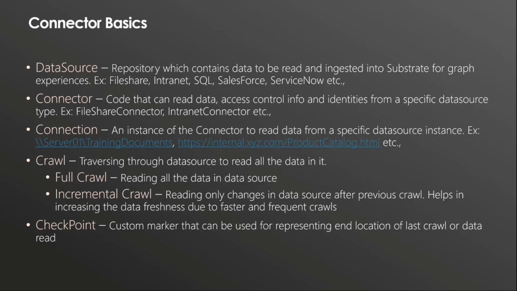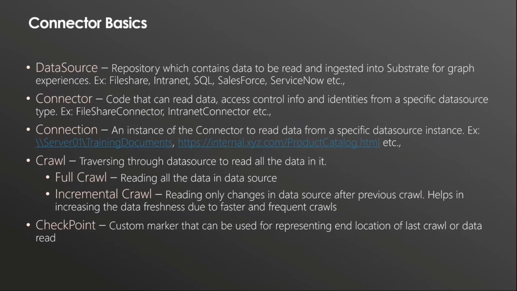And for connecting to the graph, the connector essentially needs to crawl this data or traverse through the data source to read the data in it. And we support two types of crawls. One is the full crawl, which will happen for the first time to read all the data in the data source. And we do incremental crawls on top of that to ensure that this data is fresh.